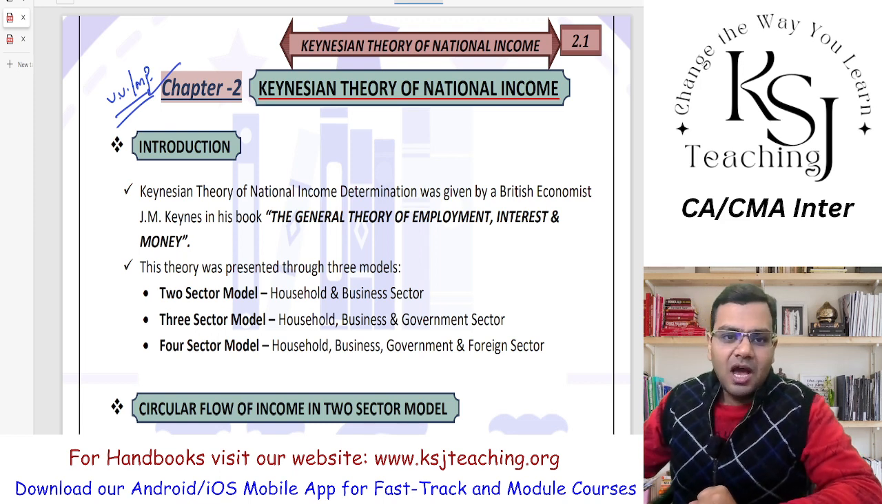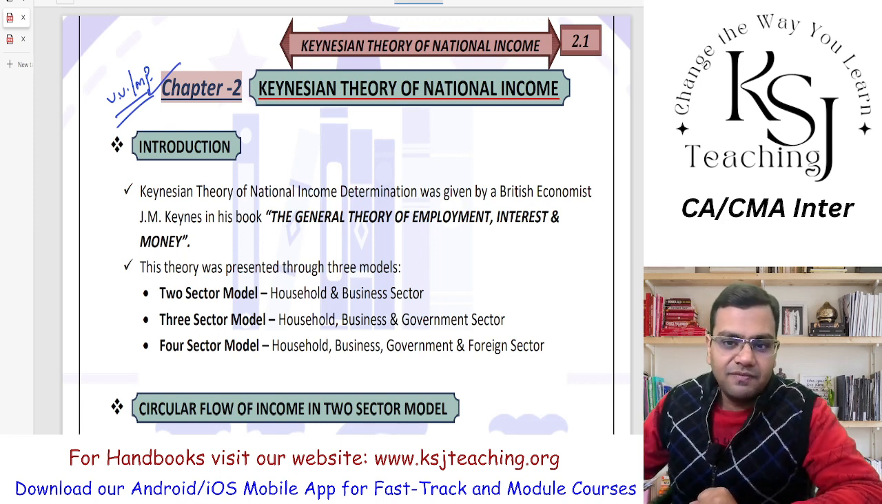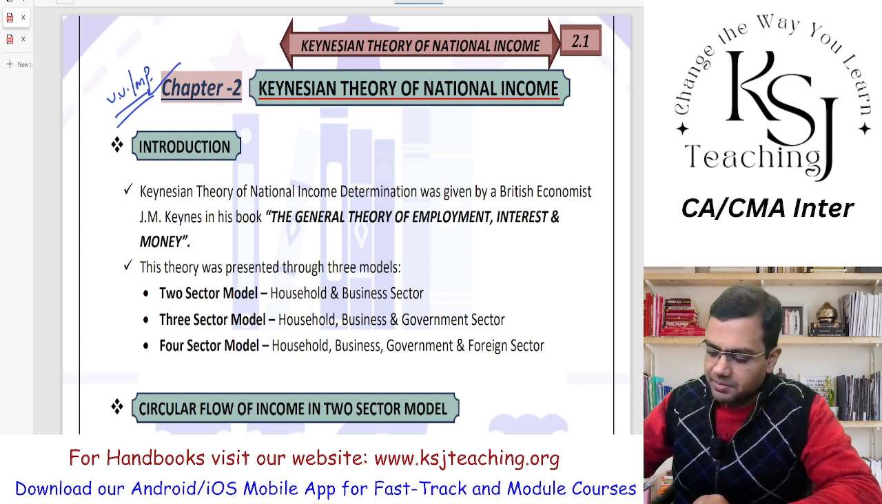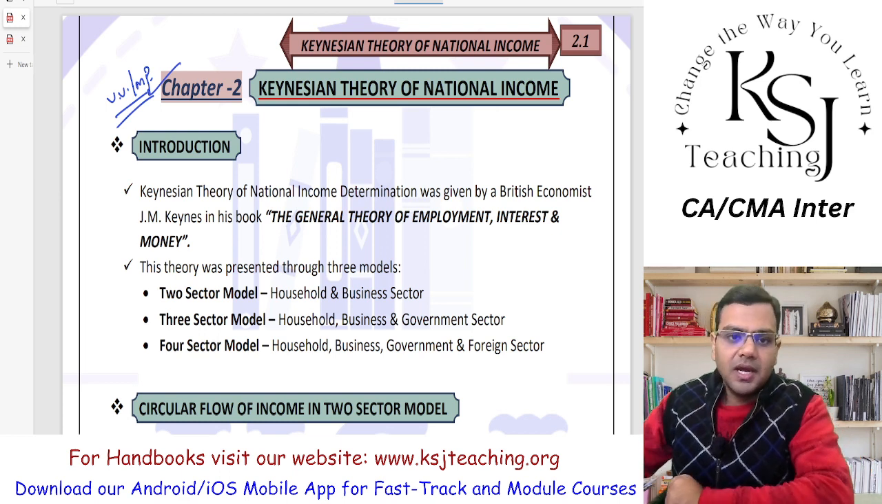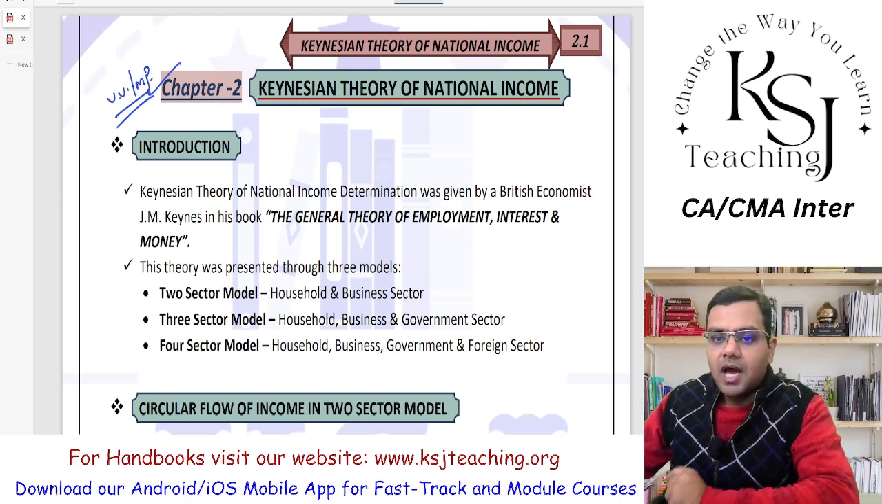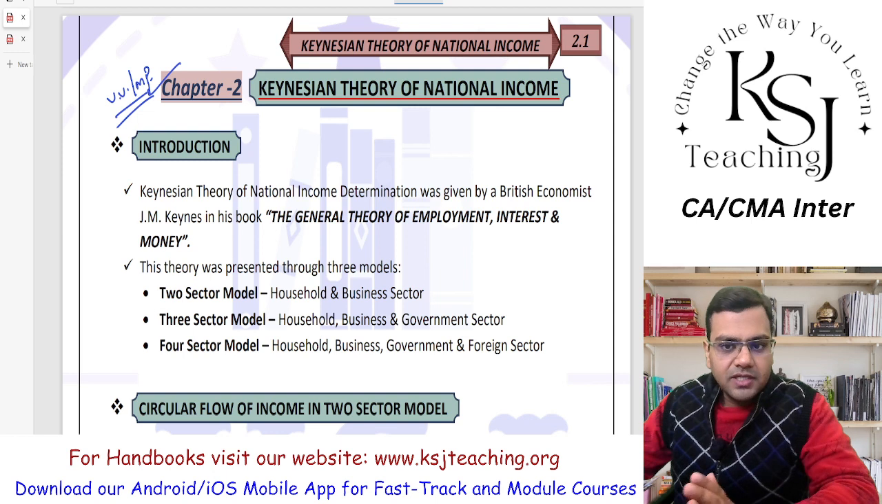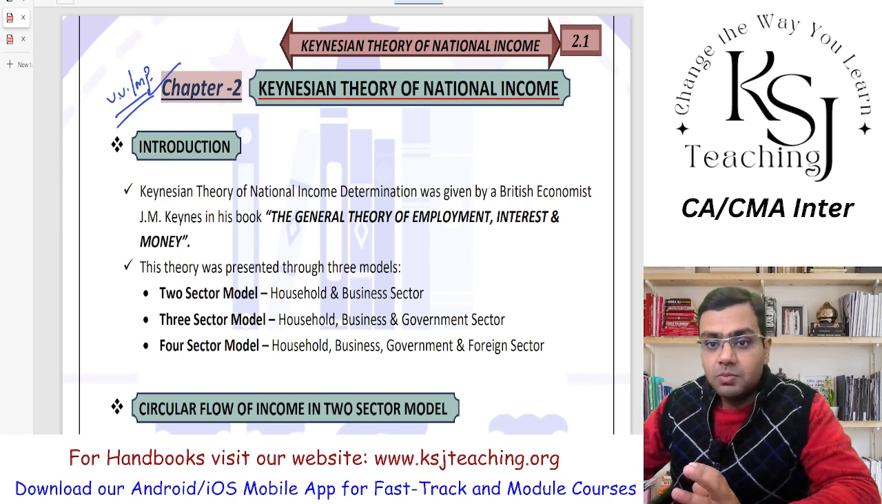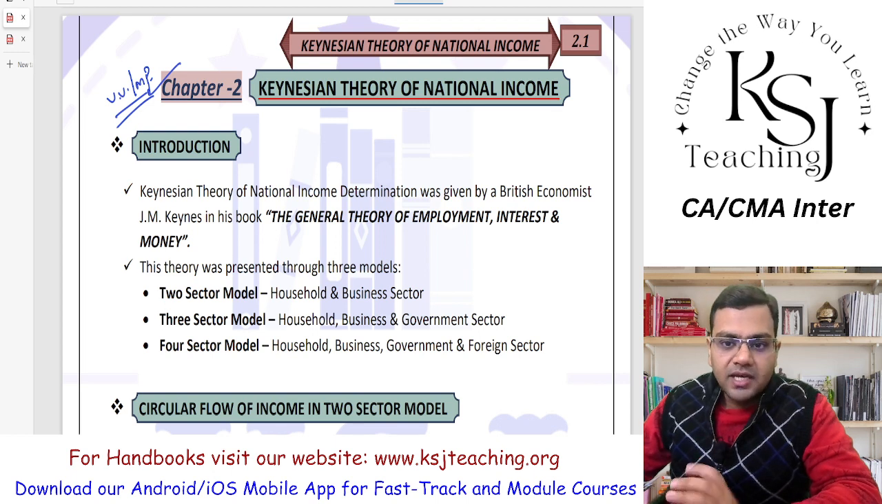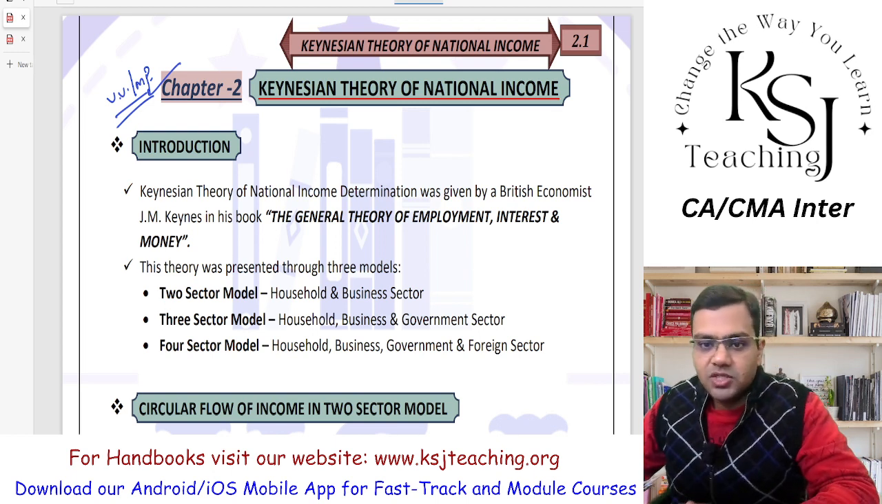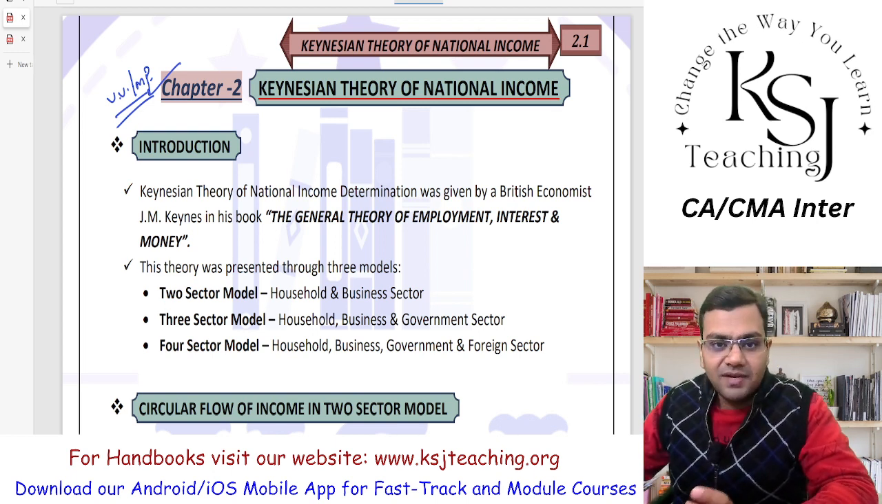Now, we are done with our first chapter, that is national income accounting, and moving on to chapter number 2, that is Keynesian theory of national income. Again, a very important chapter. I hope whatever we have studied so far about national income accounting, you have revised thoroughly: how to calculate the national income, and the various methods we have discussed.